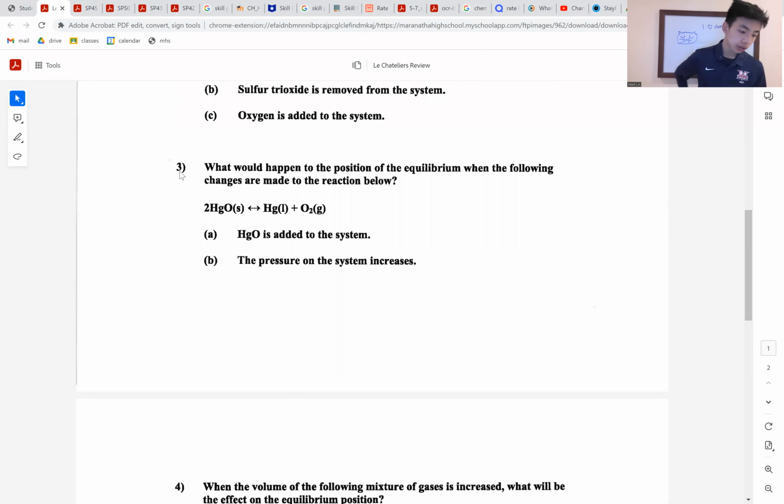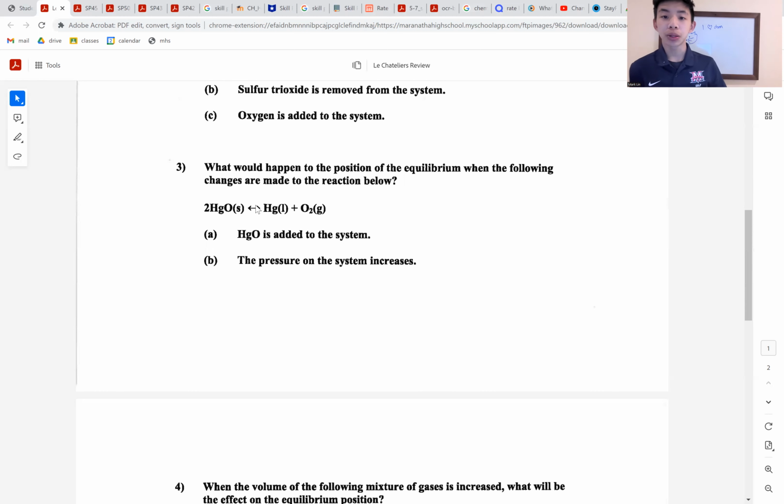So number three, A, HgO is added to the system. Now this is a little bit tricky because HgO is a solid. And as we know, solids do not count at all. So there will be no shift. And there's no shift because this equation is already at equilibrium. So we're not adding or removing anything. There's just no change.